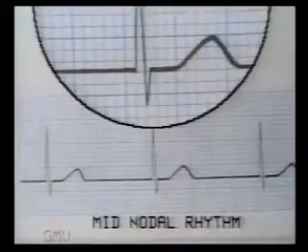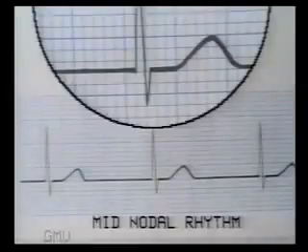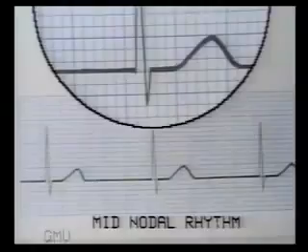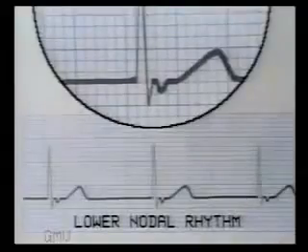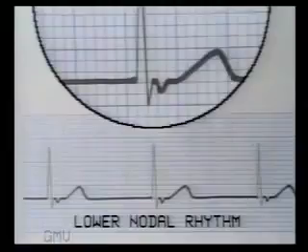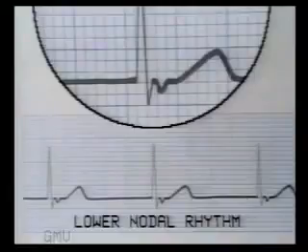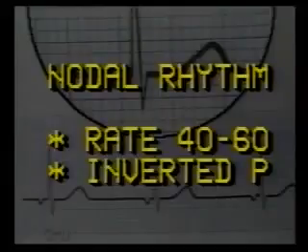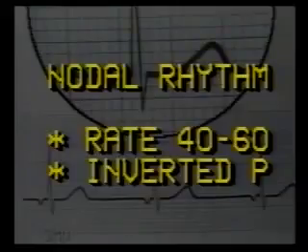This ECG is similar, with a heart rate of 60 per minute. The QRS complex is normal and there is no P wave as it is merged in the QRS complex. This is called mid-nodal rhythm. This is again a nodal rhythm with slow heart rate, but P waves occur immediately after the QRS complexes. This is called lower nodal rhythm. So the characteristics of a nodal rhythm are: number 1, slow rate of 40 to 60 per minute, and inverted P wave just before, within or just after the QRS complex.